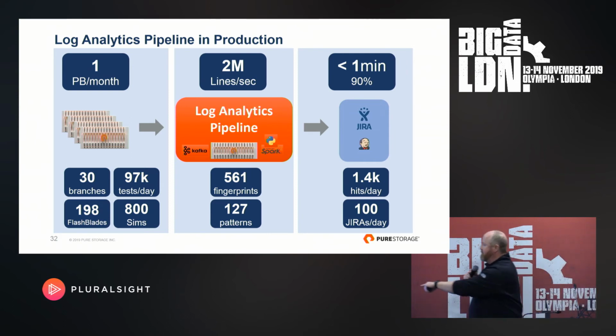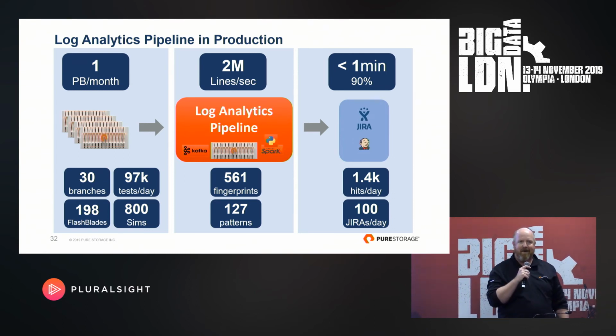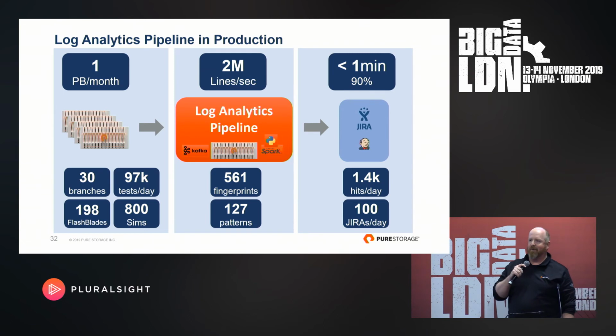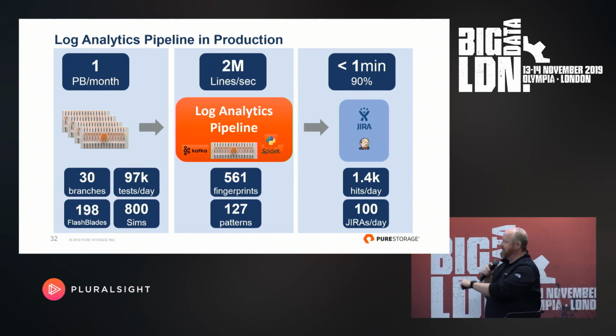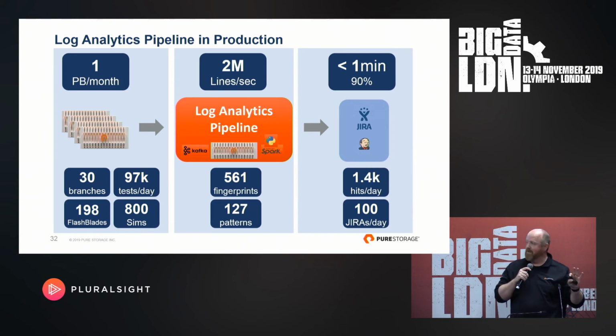These patterns and fingerprints essentially mean developers are not interrupted, right? If we know that we've seen it before, we can simply associate it with the existing JIRA and close that and move on, right? So less interruption for your developers.